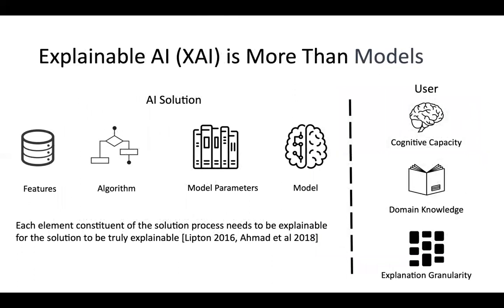And also we have to look at explainability not just from the perspective of the model, but at a system level. A system has its constituent parts, the solution and the user, whereas a solution could be made up of the features, the algorithms, the parameters, and of course the model itself. And for the user, we have to take into account the person's domain knowledge, their cognitive capacity, and what level of granularity is needed in the explanation. The explanation that you're giving to a 5-year-old would be very different from what you're giving to a person with a PhD in physics.